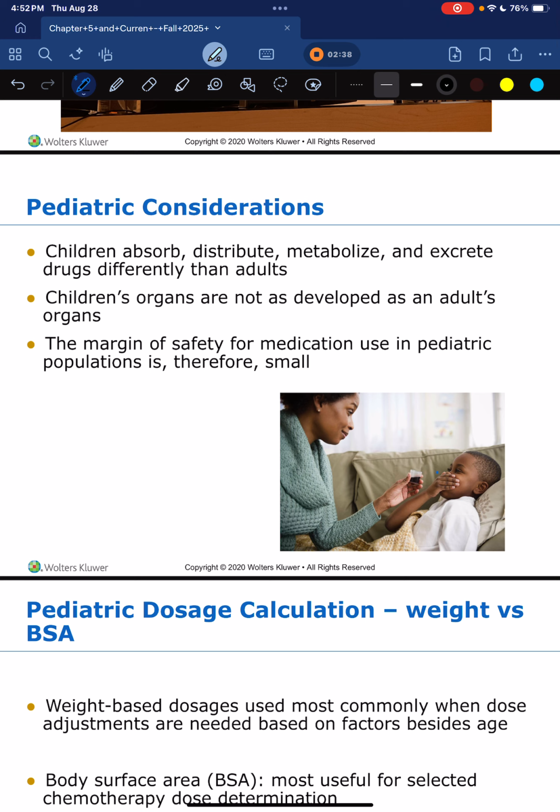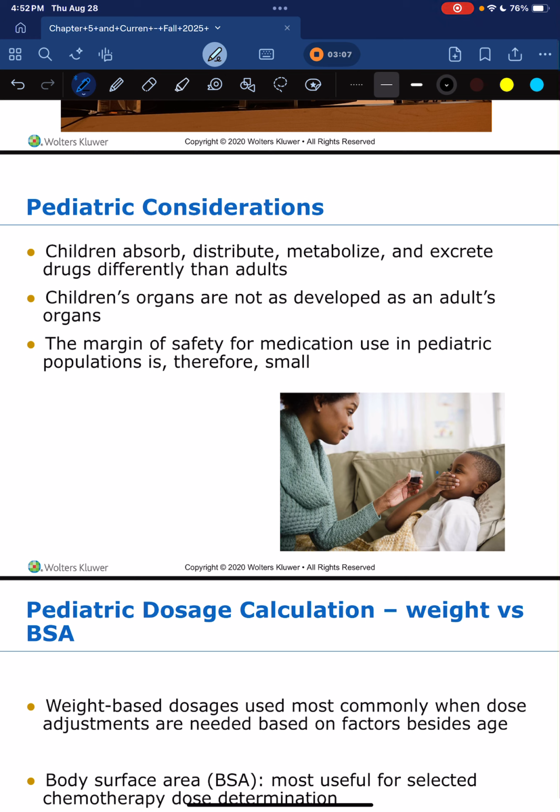Pediatric doses, because the children are growing quickly, need to be a little bit flexible, and the dosages often need to be altered in a rapidly growing little person. So we often are basing our pediatric dosage calculations on weight or on other clinical parameters like body surface area.